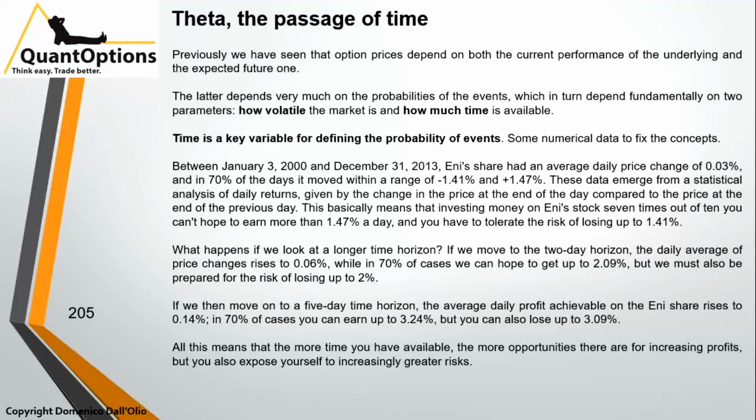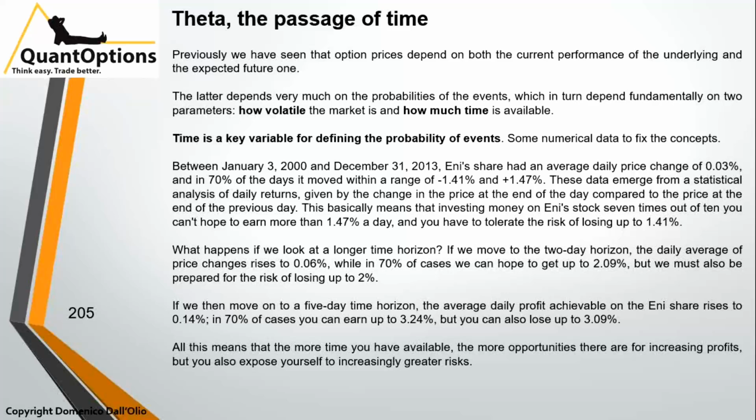Theta is the passage of time. Previously, we have seen that option prices depend on both the current performance of the underlying and the expected future one. The latter, the expected future one, depends very much on the probabilities of the events, which in turn depend fundamentally on two parameters: how volatile the market is and how much time is available. Time is a key variable for defining the probability of events.